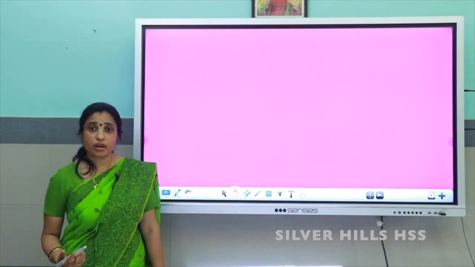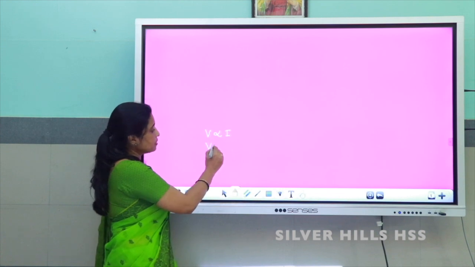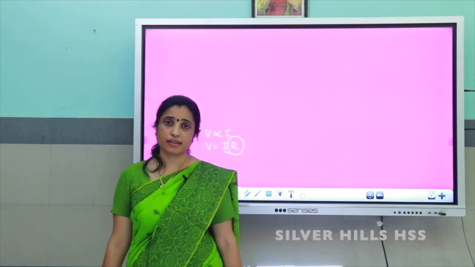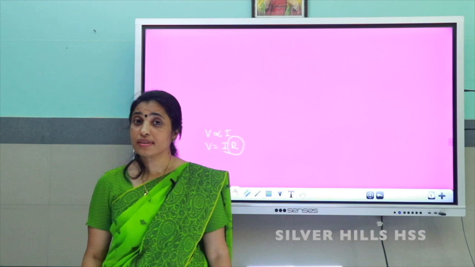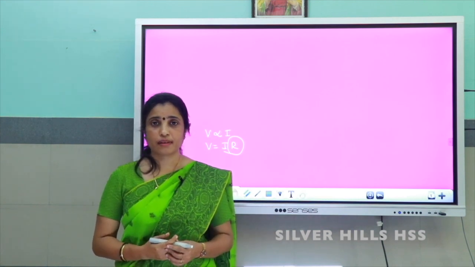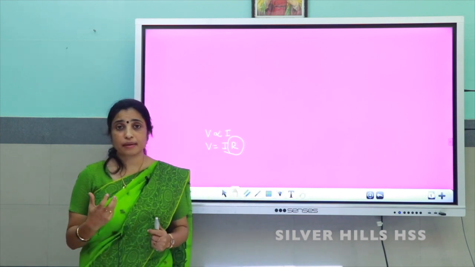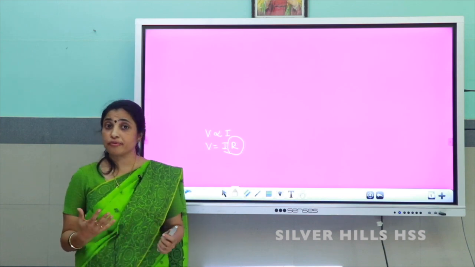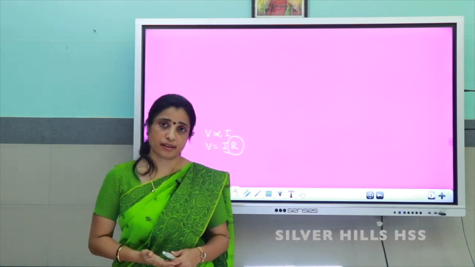So from Ohm's law we have seen that V is proportional to I, or V is equal to IR, where R is the resistance of the conductor. Now tell me, what do you mean by resistance of the conductor? First, can you tell me the meaning of the word resistance? Resistance means to oppose something or to prevent something from happening. So here we are talking about the flow of current, so obviously it is to prevent the flow of current.